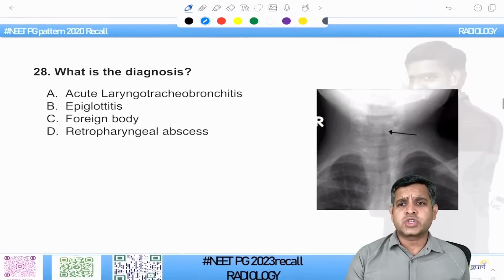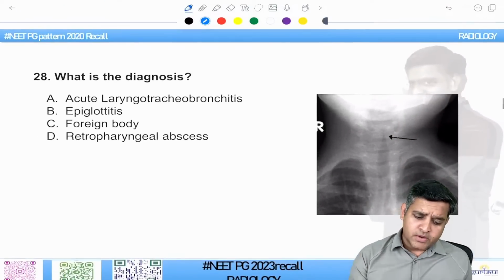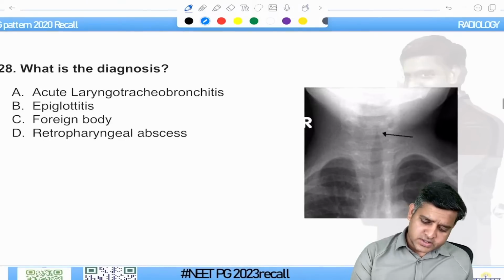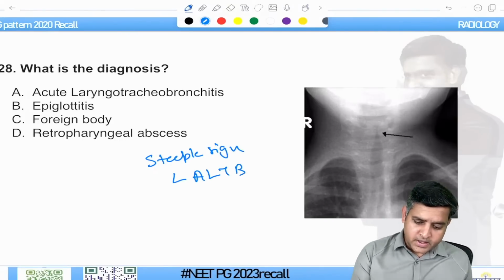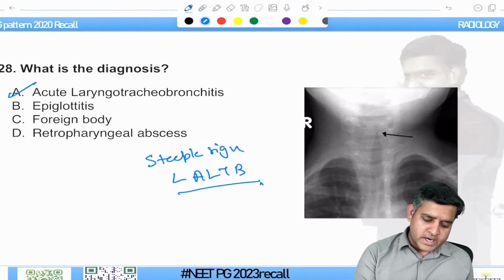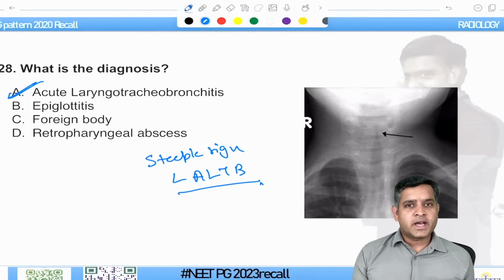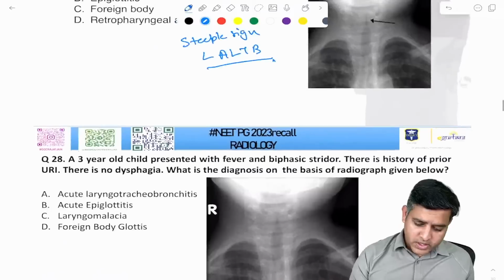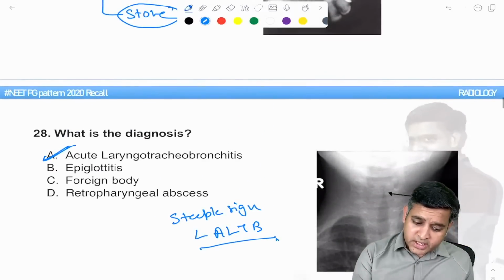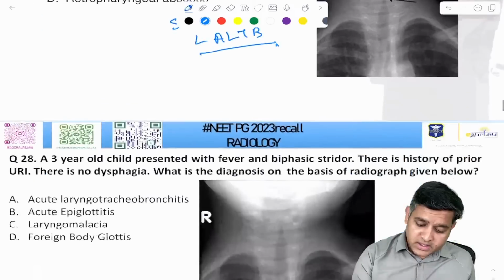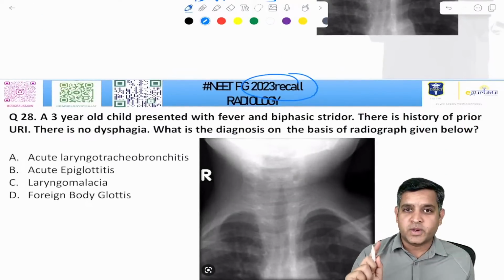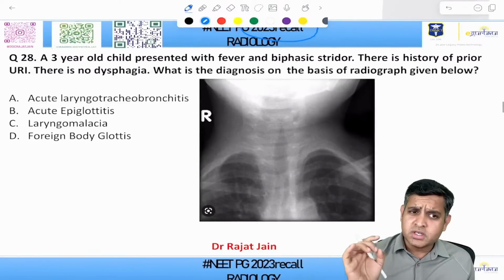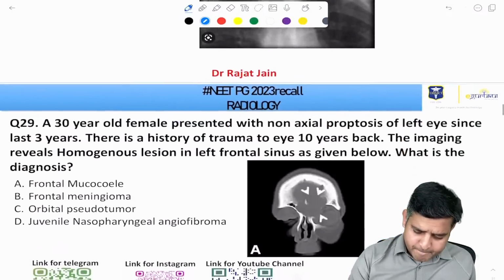A very, very standard question that is very frequently asked in the exam. What is the diagnosis? You can see, straightforward, steeple sign. And steeple sign is a feature of ALTB, acute laryngotracheobronchitis. See, this question was asked in NEET PG 2020, and the same was repeated in 2023. Same question, nearly same choices.